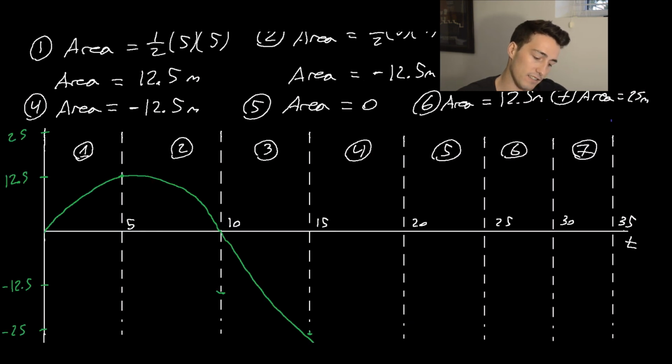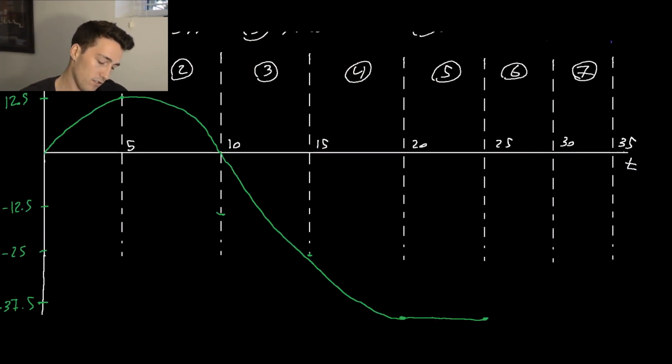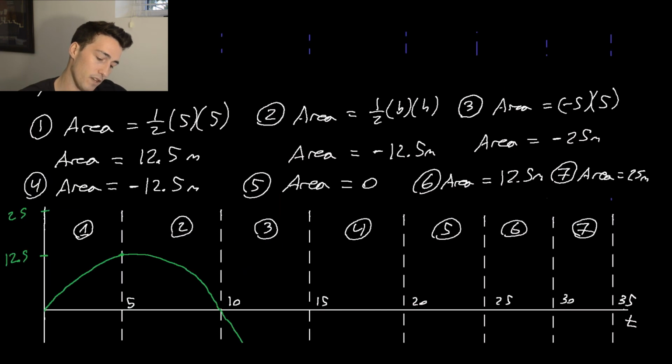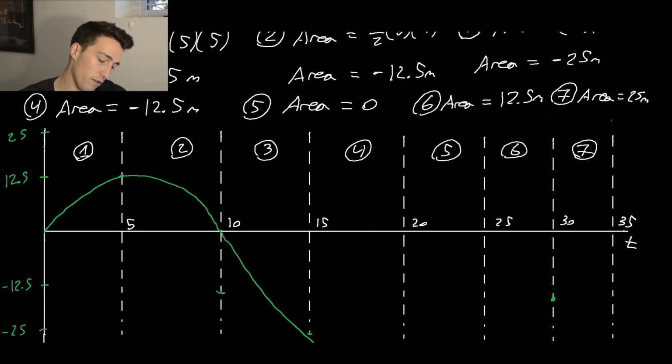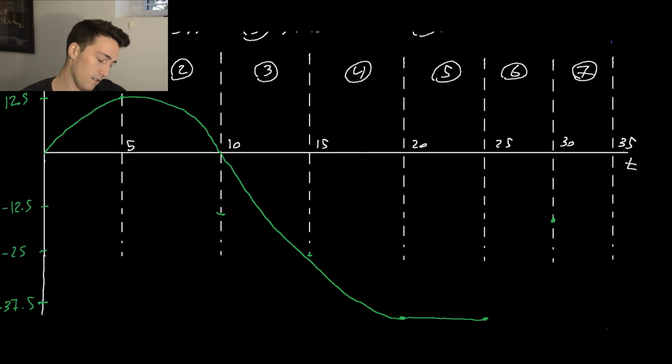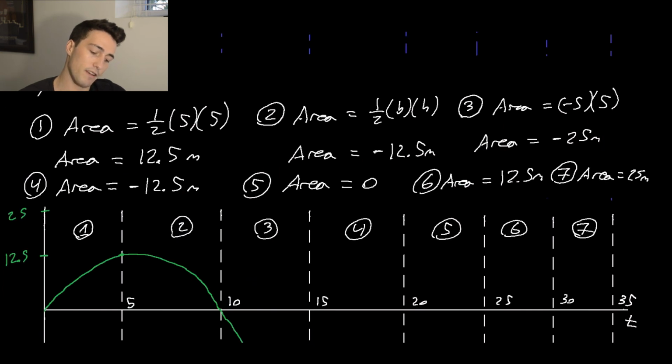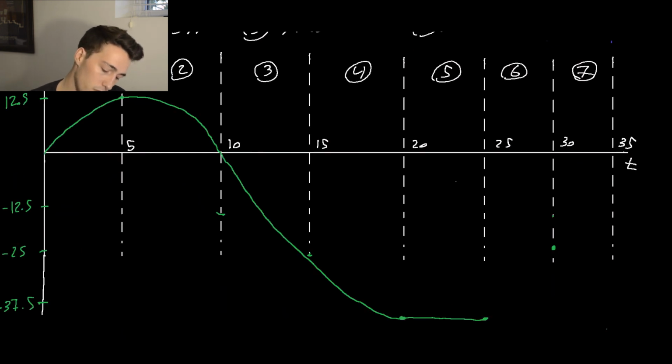Next, we're going to look at area 6, and that is 12.5. So if we go up to 12.5, that's where we're going to get. And finally, section 7, it's going to be negative 12.5 plus negative 37.5. So we're actually going to get to this value here, negative 25. And then from negative 25 plus 25, well, that is going to get us to 0. So back to the origin, or the axis here.